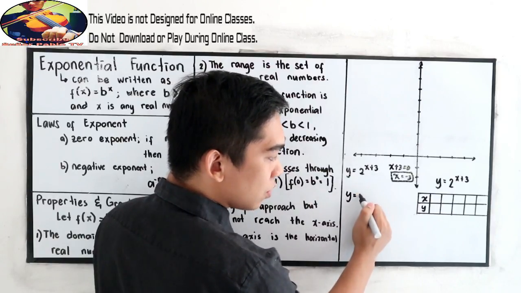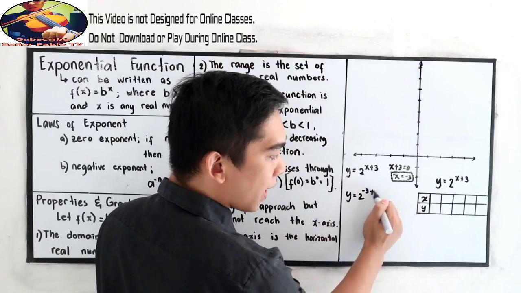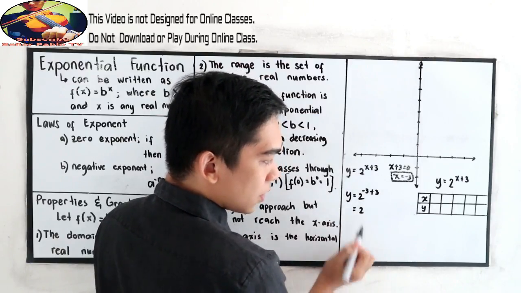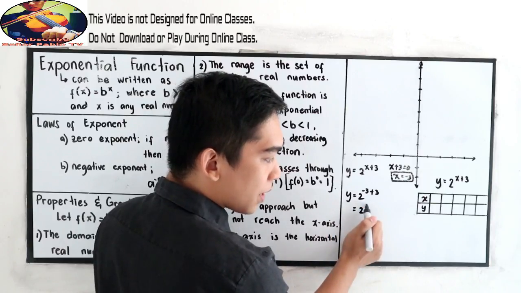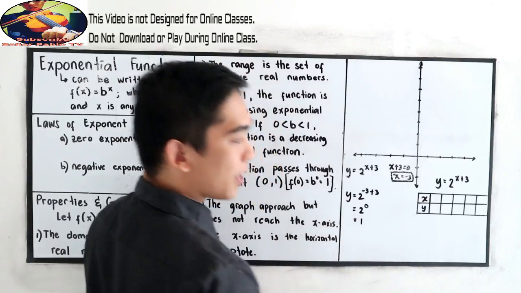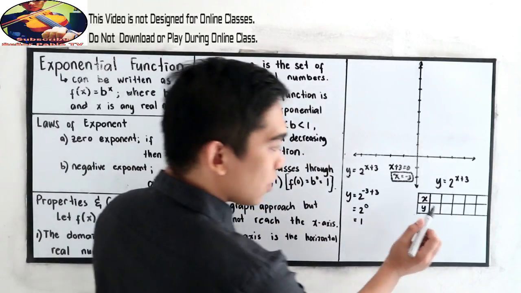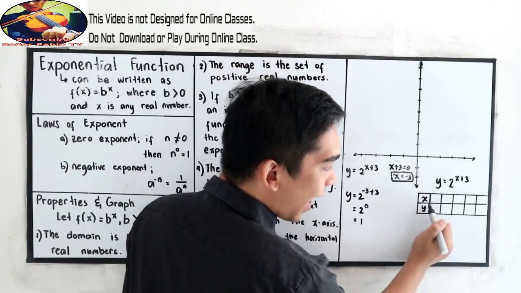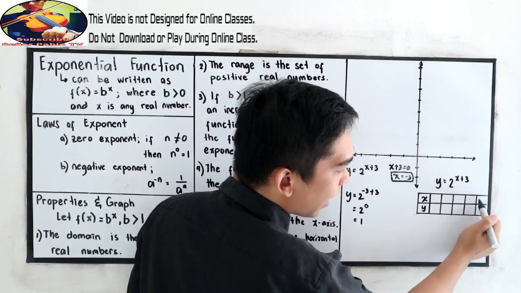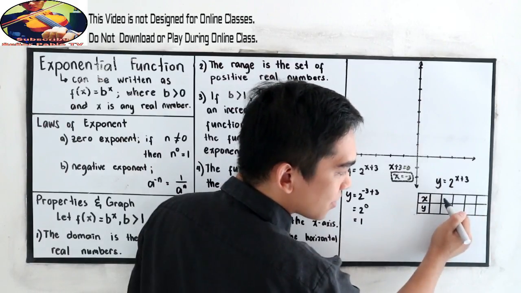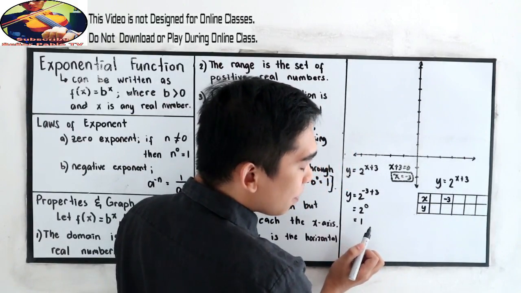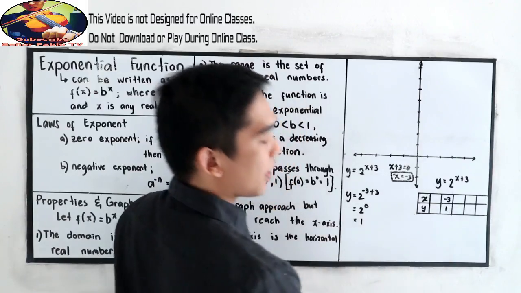Okay, so if x is negative 3, let us solve. y is equal to 2 raised to negative 3 plus 3. Negative 3 plus 3 will become 0. And 2 raised to 0 will become 1. So if x is negative 3, okay, let's write negative 3 here, our y will become 1.